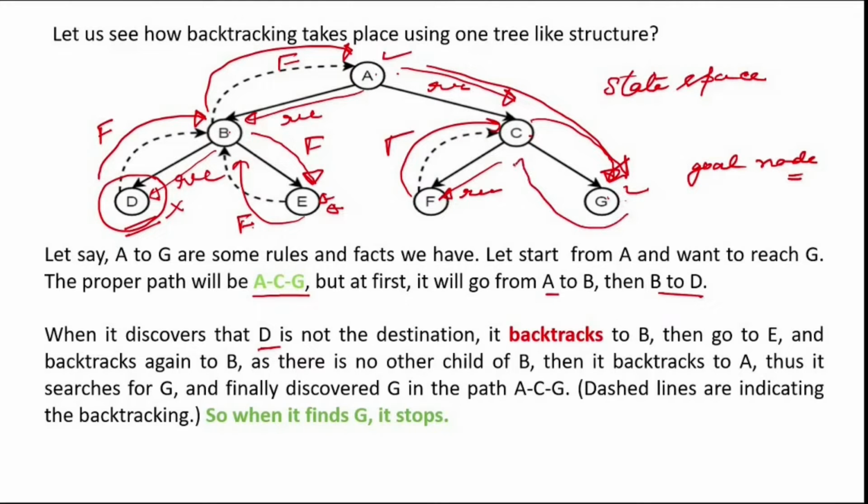So the return will be true here, and this return also will be true. So this is true, this is also true, and this is also true. So finally it will discover that ACG is the solution. So when it finds G, it stops. That means the final call is like that. So this is how this backtrack works.